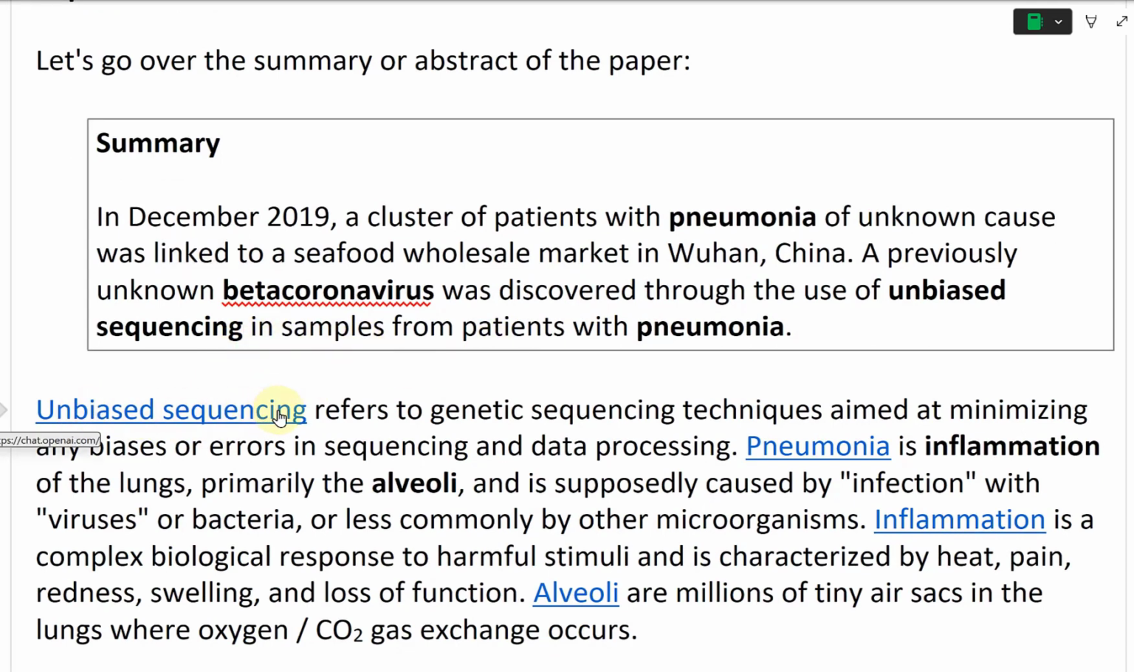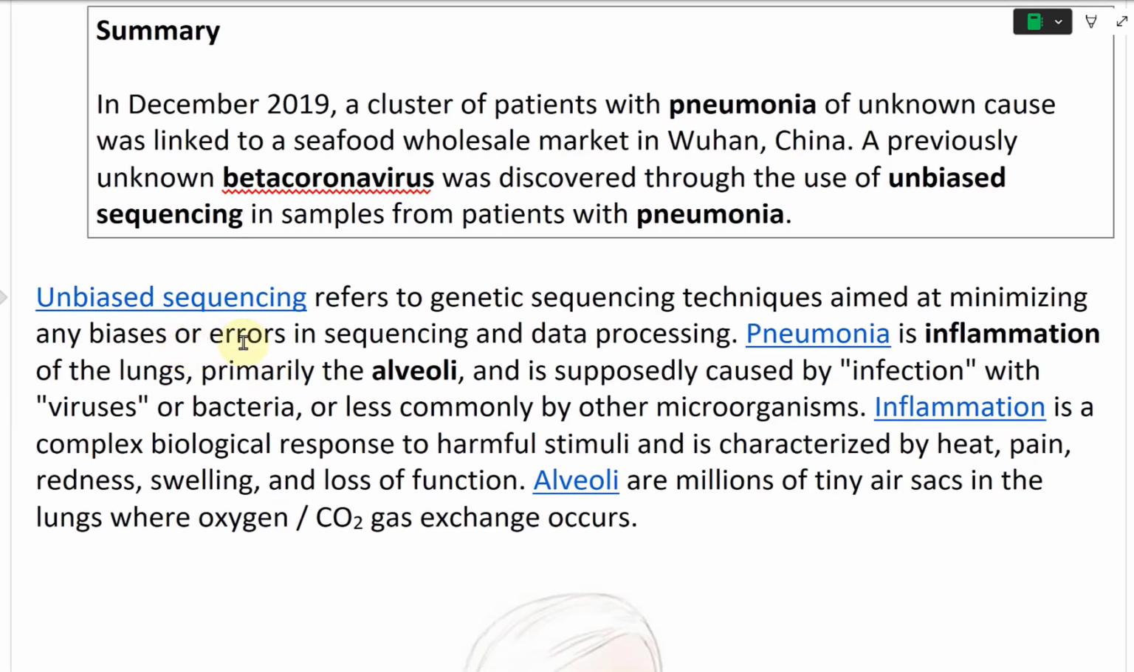So unbiased sequencing refers to genetic sequencing techniques aimed at minimizing any biases or errors in sequencing and data processing. And pneumonia is inflammation of the lungs, primarily the alveoli, and is supposedly caused by, quote, infection with, quote, viruses or bacteria, or less commonly by other microorganisms.